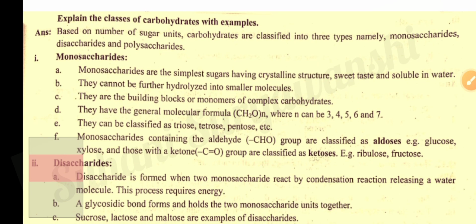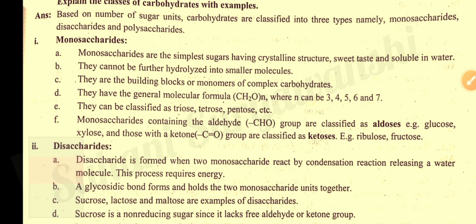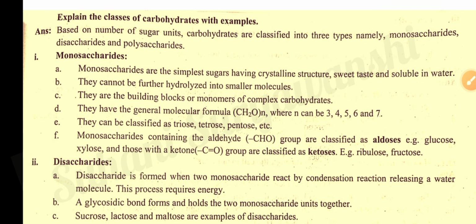Next, explain the classes of carbohydrates with examples. Based on the number of sugar units, carbohydrates are classified into three types, namely monosaccharides, disaccharides, and polysaccharides. Monosaccharides are the simplest sugars having crystalline structure, sweet taste, and soluble in water. They cannot be further hydrolyzed into smaller molecules. They are the building blocks or monomers of complex carbohydrates.